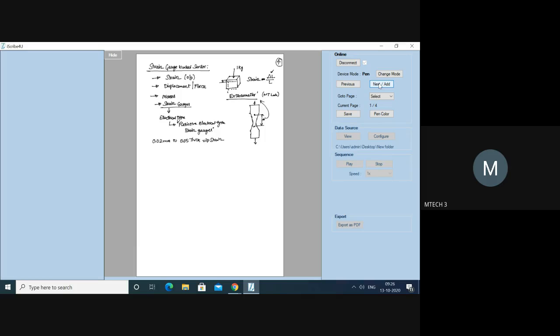This is a filament-like thing. It's a metallic filament, which is going to be 0.02 mm to 0.05 mm thick. Now, how are you going to place it? You are going to use what is called resin material so that these strain gauges are cemented and pressed onto the member.